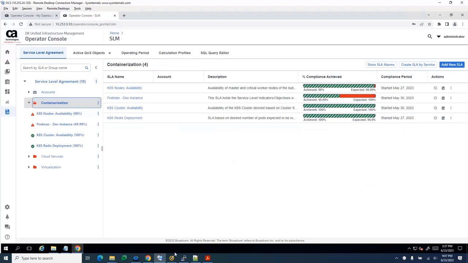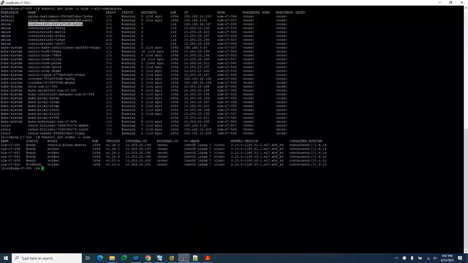So let's see this, right? I have a Redis deployment that has been installed in my Kubernetes cluster where there are 3 pods running. Now, I don't bother if instead of 3 there are 5 pods, but 2 are not in the running state, because if I feel that the desired number of pods for a Redis deployment should be 3, I really don't worry if 2 pods are not in the running state.